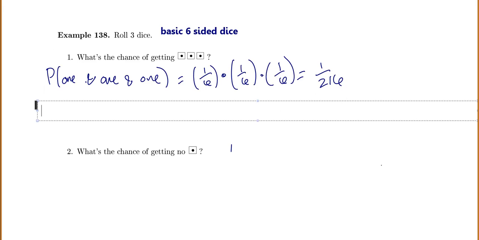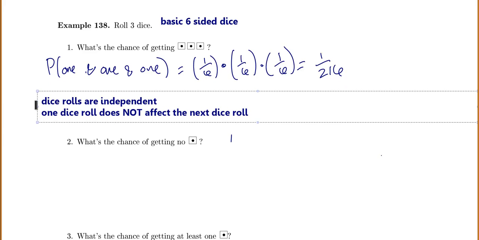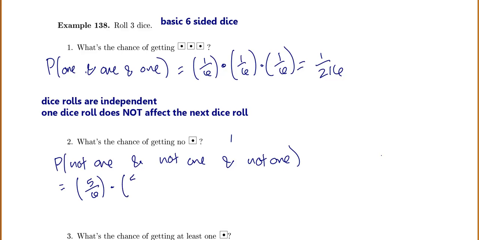The reason why those probabilities didn't change is that dice rolls are independent. So one dice roll does not affect the next dice roll. Number 2, what's the chance of getting no ones? Well, to get no ones, we're looking for the probability of a not 1, and then a not 1, and a not 1. Because those are ands, we're going to multiply. So if I want to get a not 1, there are 5 not 1s out of a total of 6. My next one is 5 out of 6, and my next one is 5 out of 6. So this gives me 125 out of 216.